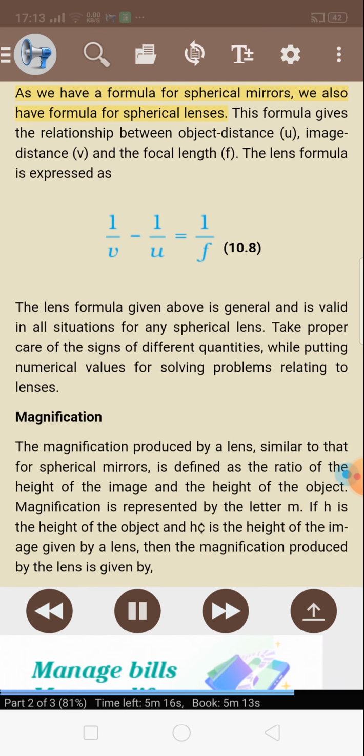10.3.7 Lens formula and magnification. As we have a formula for spherical mirrors, we also have a formula for spherical lenses. This formula gives the relationship between object distance u, image distance v, and the focal length f. The lens formula is expressed as 10.8. The lens formula given above is general and is valid in all situations for any spherical lens. Take proper care of the signs of different quantities while putting numerical values for solving problems relating to lenses.